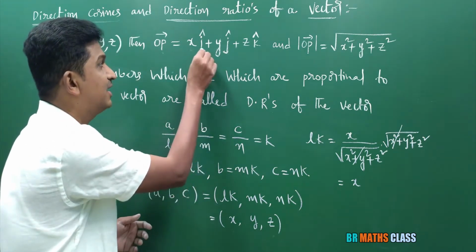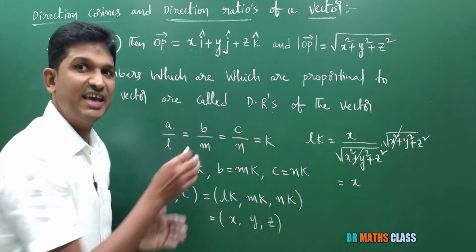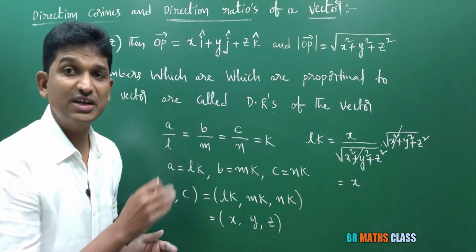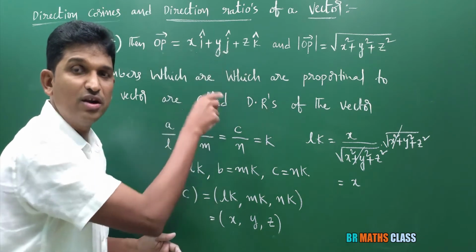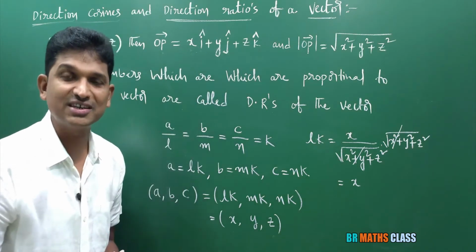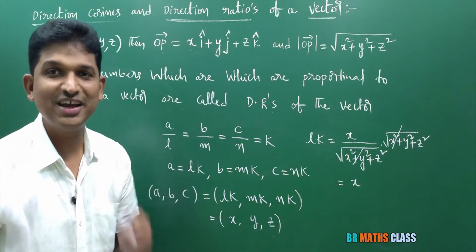See here, xi cap plus yj cap plus zk cap is one vector. Now, for this vector, what are the direction ratios? What are their scalar components? x, y, z are the direction ratios of that vector. For this point, you can drop a like for this video.